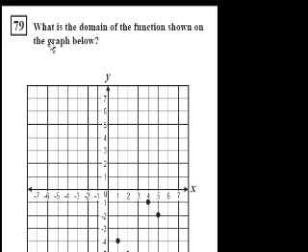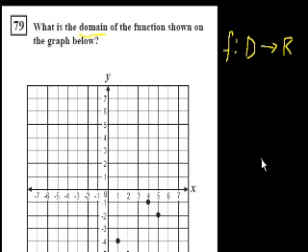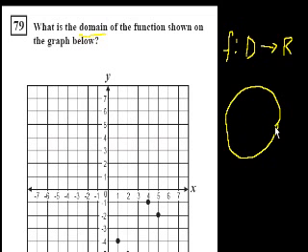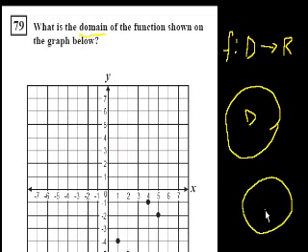All right, problem 79. What is the domain of the function shown on the graph below? That sounds like a fancy word, but a function is just a rule. It's just a rule that maps from one set of numbers to another. The set of numbers that it maps from is the domain, and the set of numbers that it maps to is the range. So if this is a set of numbers, the domain, this is a set of numbers, the range.